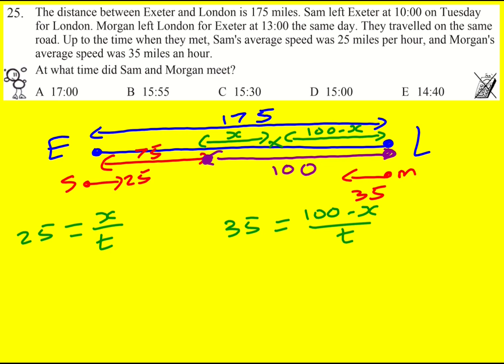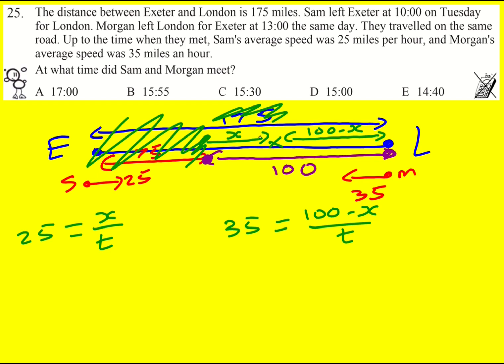Just kind of want to recap what I've done so far because I hope this is making sense. I've set up my diagram, I've put in 175 miles, and then I've just considered the first 3 hours from 10 until 1 o'clock. Sam is moving 25 miles per hour for 3 hours, so goes 75 miles. So basically, at that 1 o'clock time, they're 100 miles apart, and you can almost just forget all of this and just turn the problem into it being 100 miles apart, and Sam's going 25 miles per hour, Morgan's going 35 miles per hour. They're going to meet somewhere in the middle.